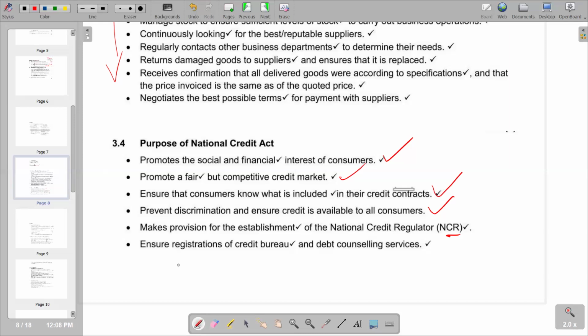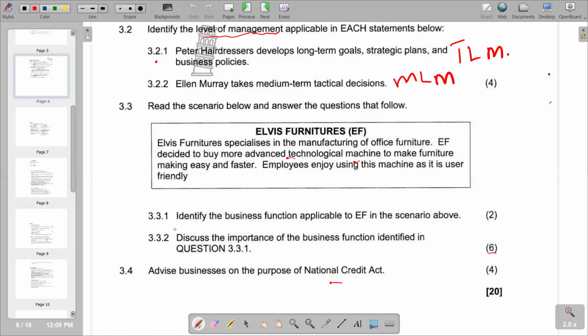The last point is to ensure registration of credit bureaus and debt counseling services. So it ensures that the registration takes place in terms of the debt counseling services. That's what we have for the purpose of the National Credit Act. Going back to our question, you'll see that this becomes the last part of our question, and our question is 20 marks.